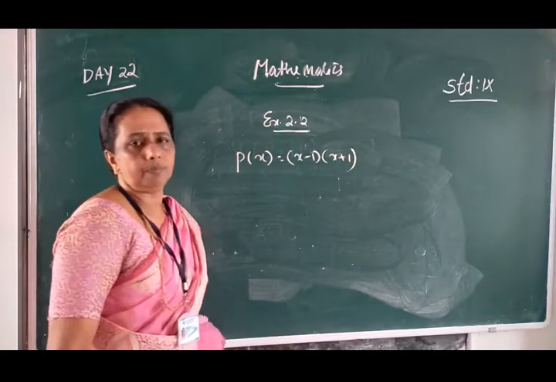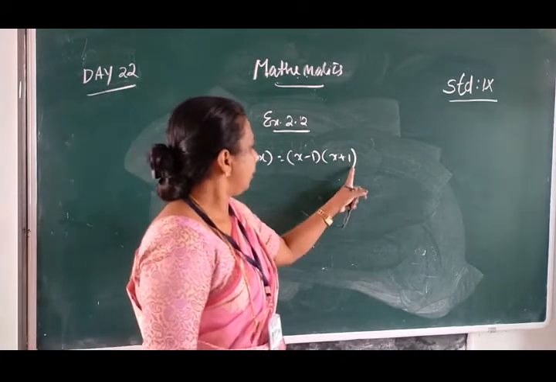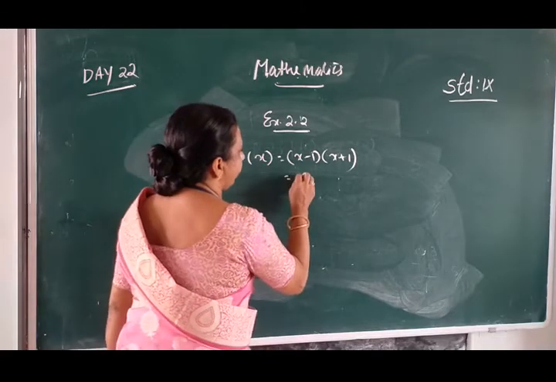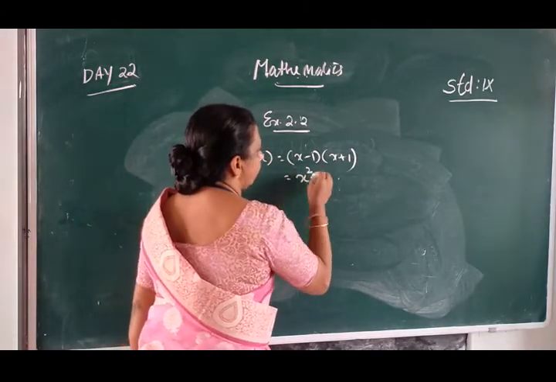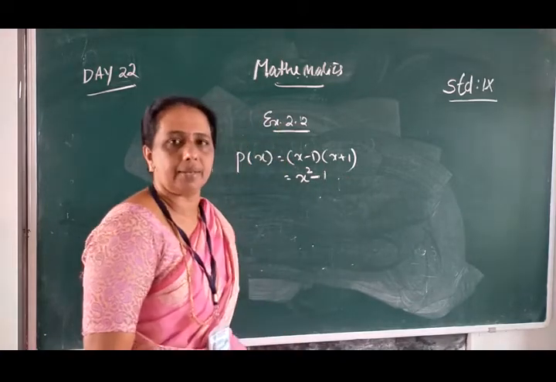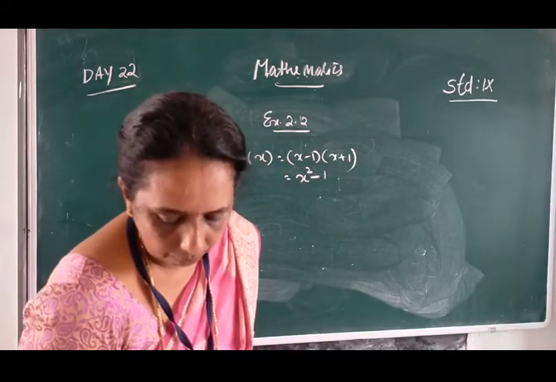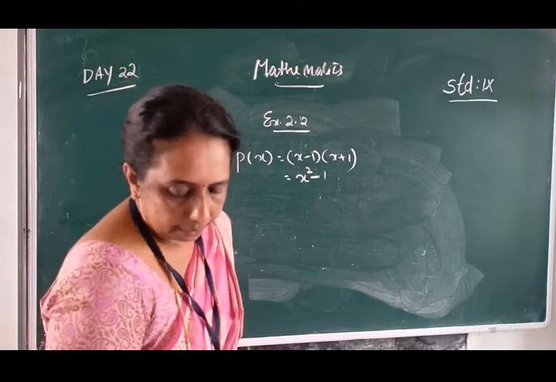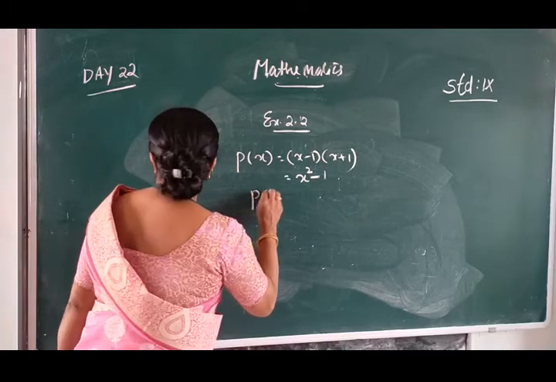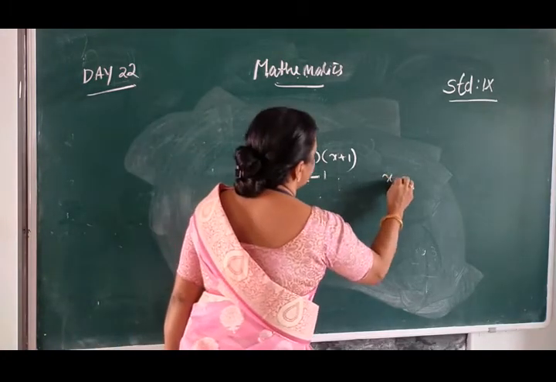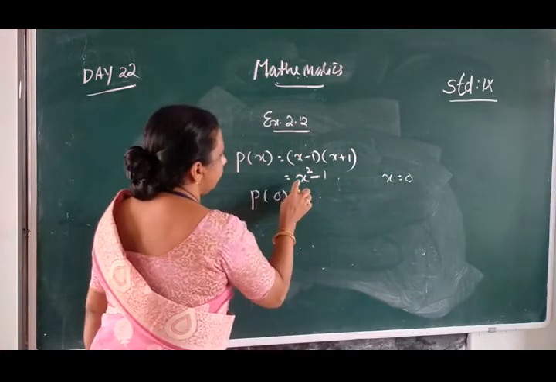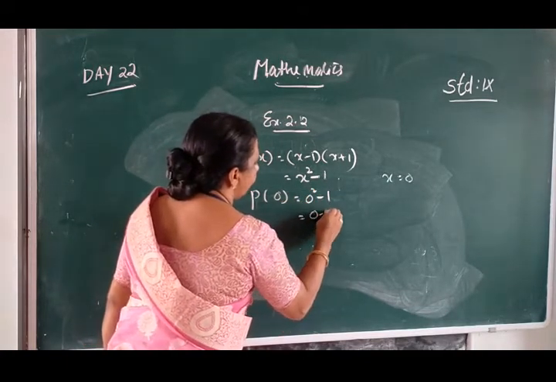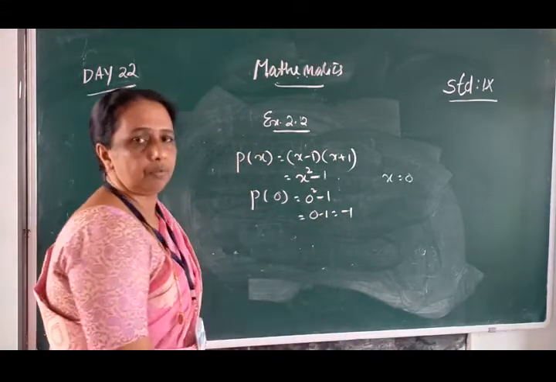This is in which form? A plus b into a minus b, that is a square minus b square. Similarly, we can write a square minus b square: x square minus 1 square, x square minus 1. Then we can find out the values for x is equal to 0, 1 and 2. That is p of 0. We put x is 0: 0 square minus 1, that is 0 minus 1, we get minus 1.